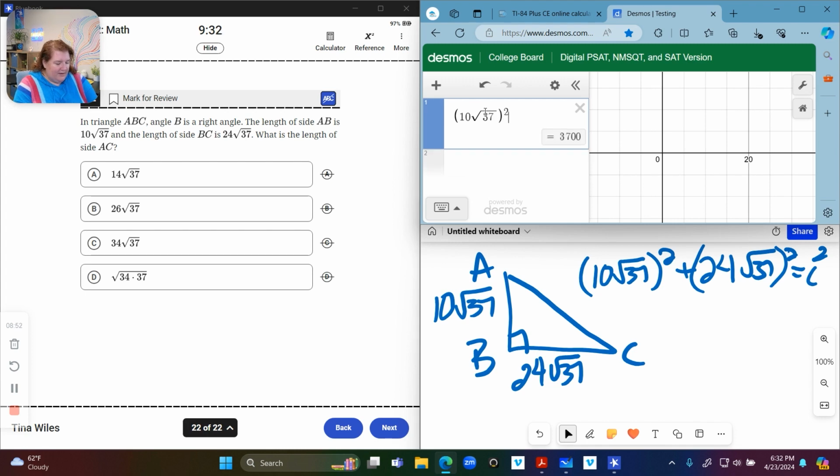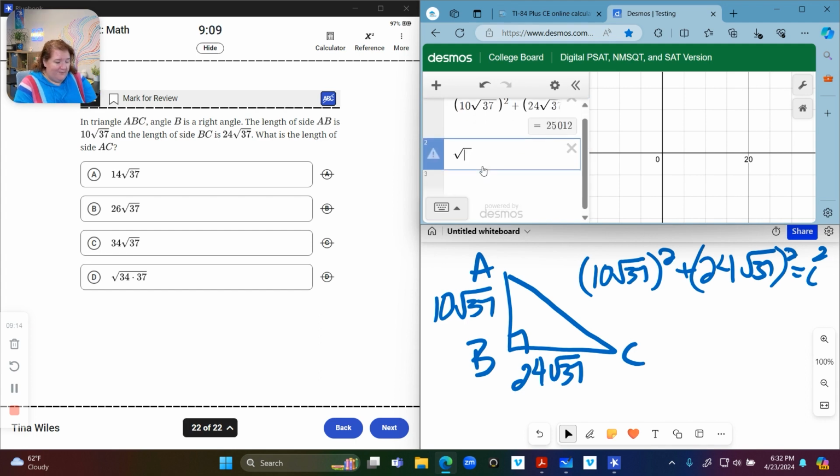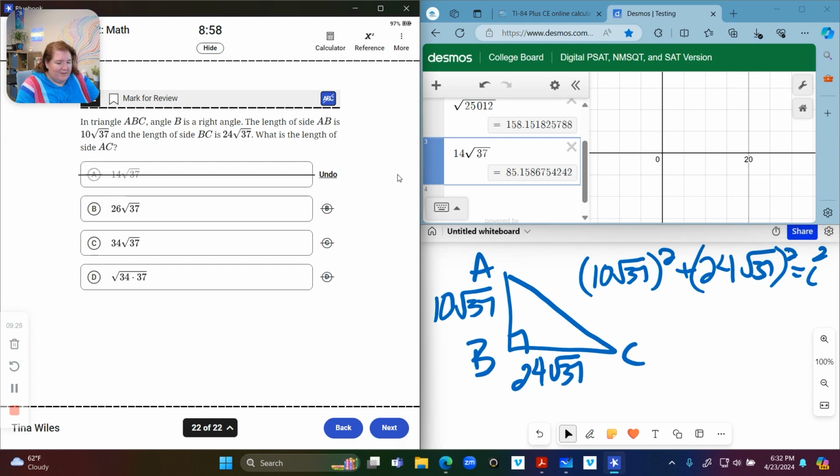So 10 square root of 37, squared, plus, parentheses. No, oh my gosh, Tina. 24 square root of 37, squared. And now I need the square root of 25.12. I get a decimal. I can put these into my calculator and see which one gives me the same answer. So 26, that is the correct answer.